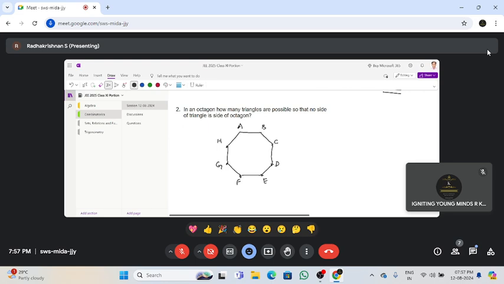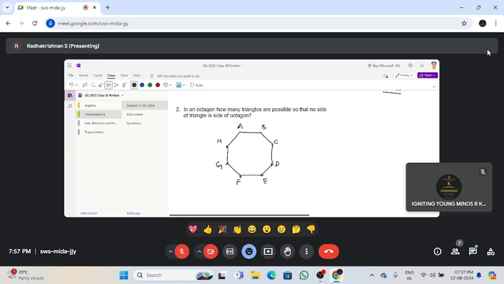the side of the octagon should not be one of the sides of the triangle. So we have to form triangles so that the side of the octagon does not become a side of the triangle. So then if in that way, how many triangles are possible?